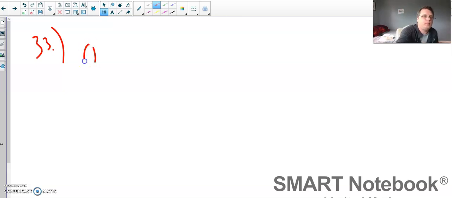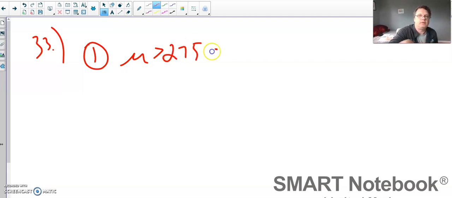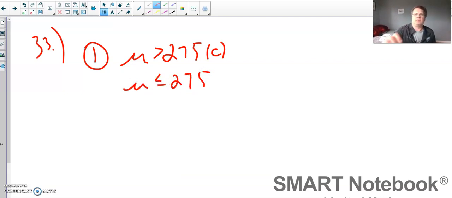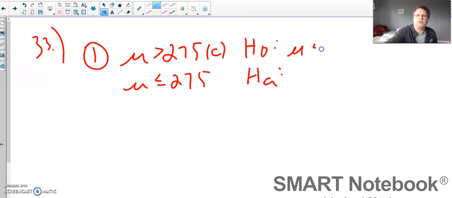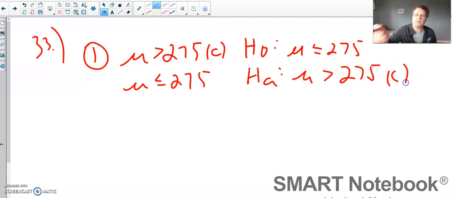Step number one, it claims that the mean is more than 275, if you see it in the reading. That's the claim. All other values are less than or equal to 275. Then you have your null and alternate hypothesis: mu is less than or equal to 275, mu is greater than 275, and that's your claim. That's step one.